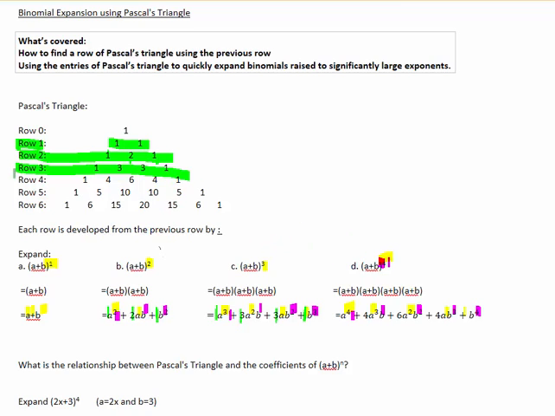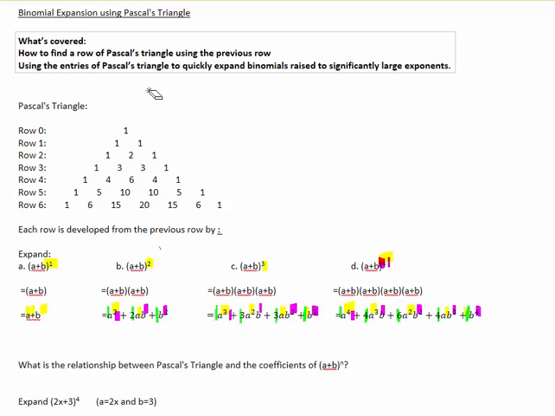So last one, row 4 here, our coefficients are 1, 4, 6, 4, and 1. You can see 1, 4, 6, 4, and 1. Okay? So let's look at the question that it says here. Each row is developed from the previous row. So we need to learn how to make Pascal's triangle.